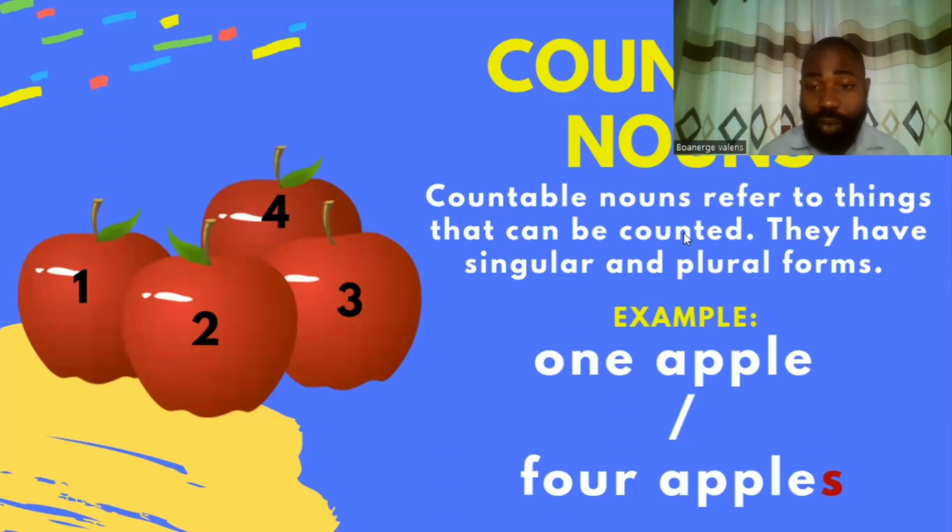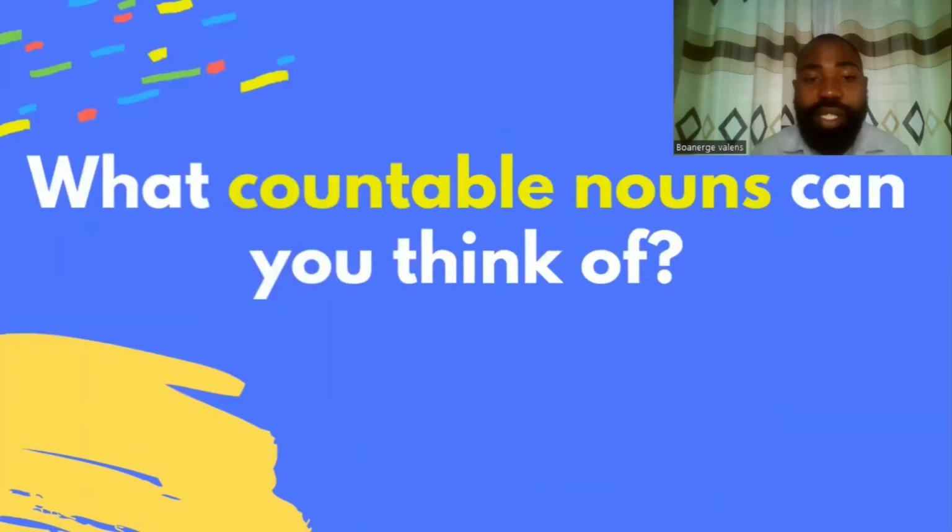Countable nouns ni bimwe nakubwiye, tuwa tuvuga ibintu ushobora kuba wabara. They have singular and plural forms. Tuwa dufite ubuke tukagira ubwinshi. Hano tuwa dufite one apple, gari ubuke, four apples ni ubwinshi. All right. Now let's see what countable nouns can you think of.